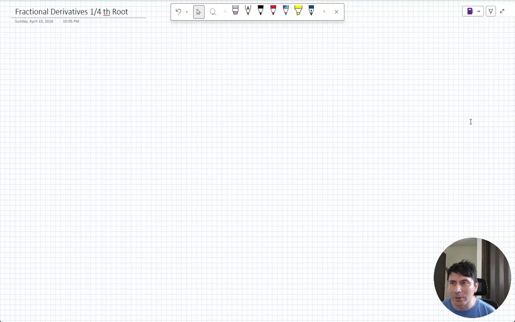Today we're going to work on the fourth root of the derivative operator. The way we're going to do it is by taking the square root of the square root of the derivative operator. So let's do a recap of what has been done and how it can be changed.